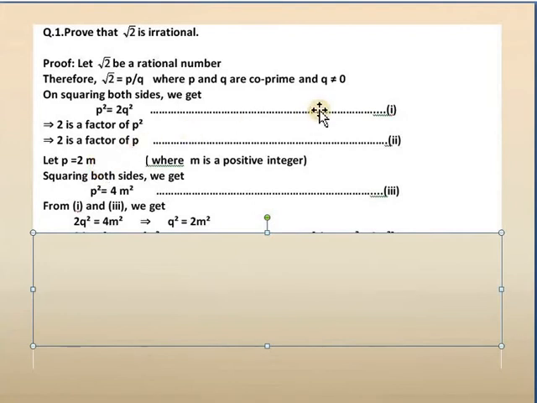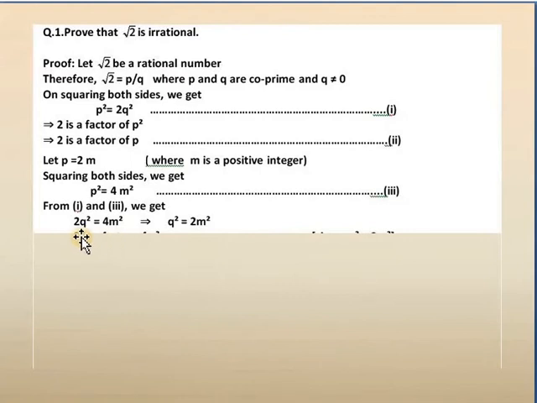Now you look at equation 1, that is p square is equal to 2q square. So we are going to find p square again here. p square is equal to (2m) whole square, which means 4m square. So you got p square is equal to 4m square. This is p square is equal to 2q square. Here p square is equal to 4m square. So left hand sides are equal, so we can equate the right hand sides, that is 2q square equal to 4m square. If 2q square is equal to 4m square, 2 can be cancelled from both sides, that is q square is equal to 2m square.